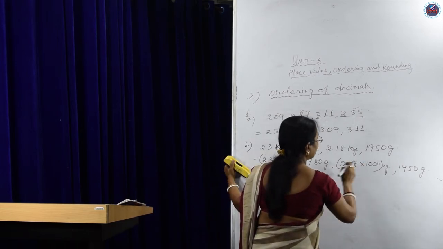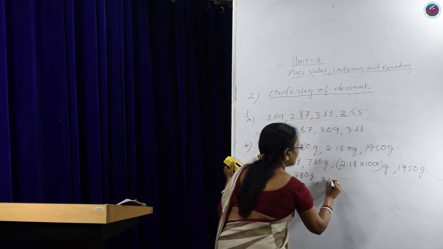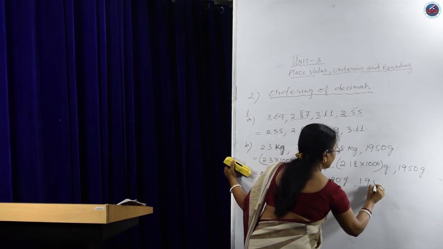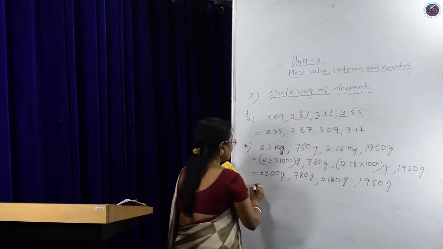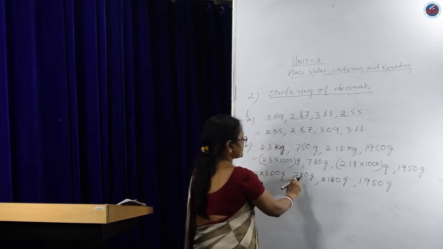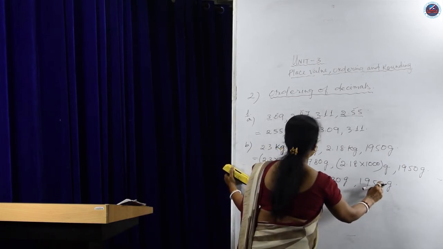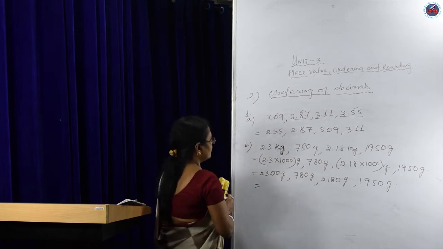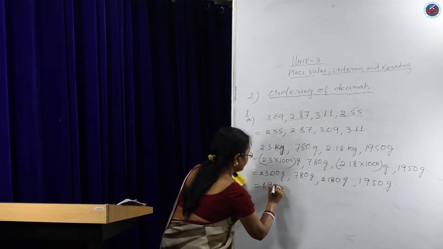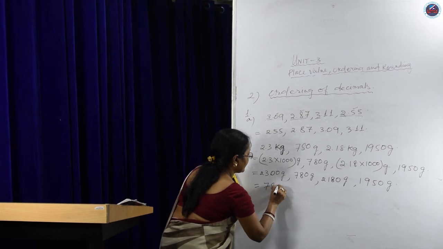Then 2.18 multiplied by 1000, you will get 2180 gram, then 1950 gram. Now you arrange starting from the smallest: 2300, 780, 2180 and 1950 gram. Which one is the smallest here? Sorry, the smallest is 780 gram.